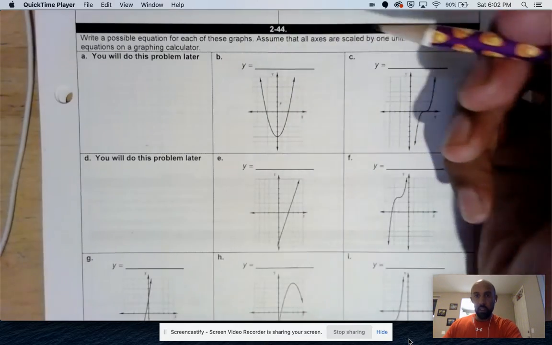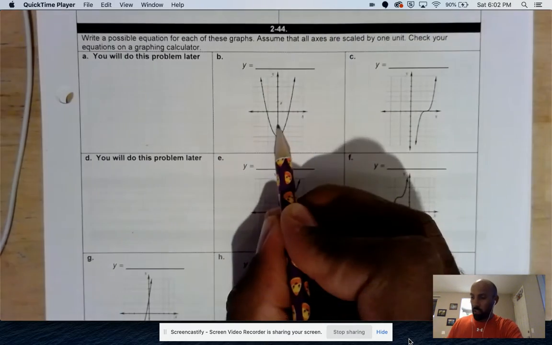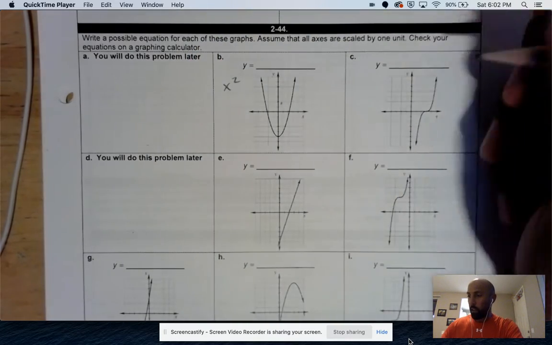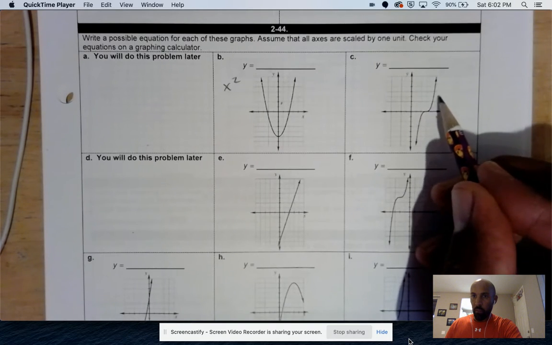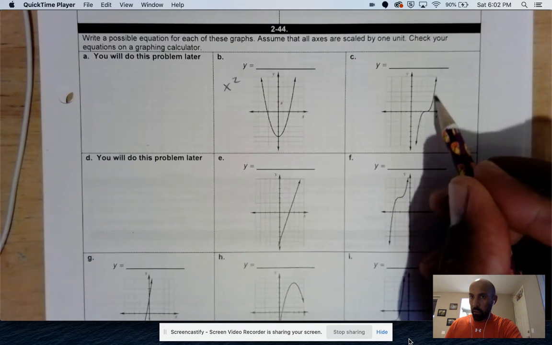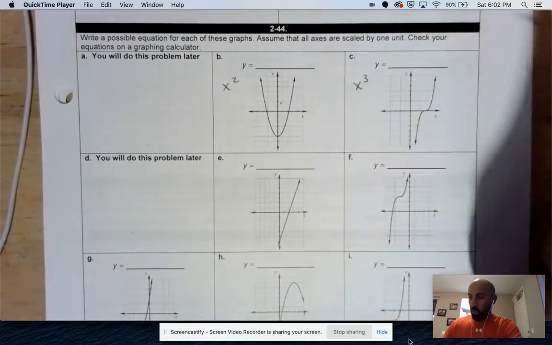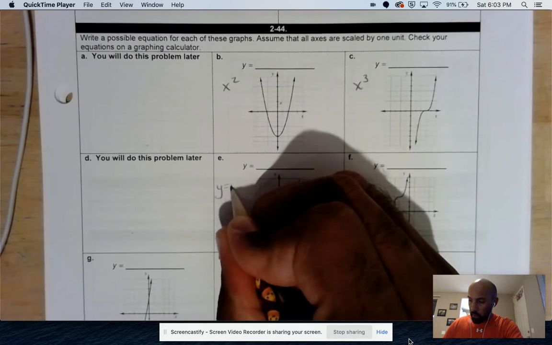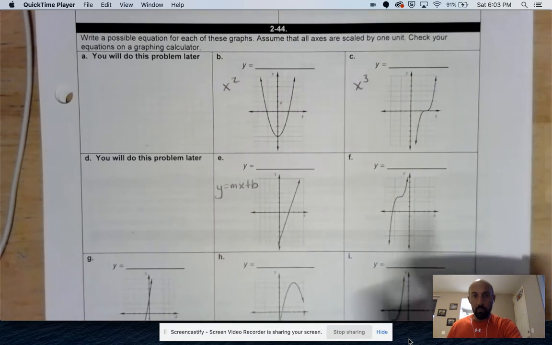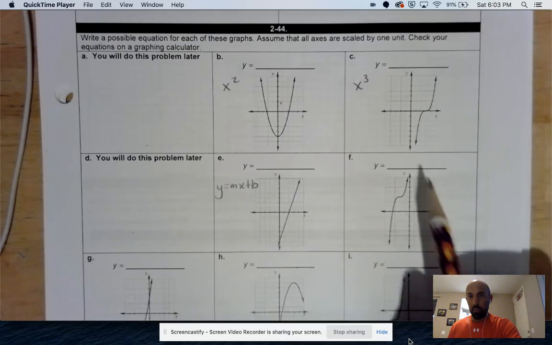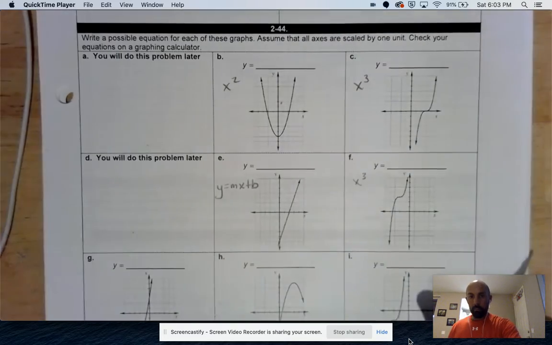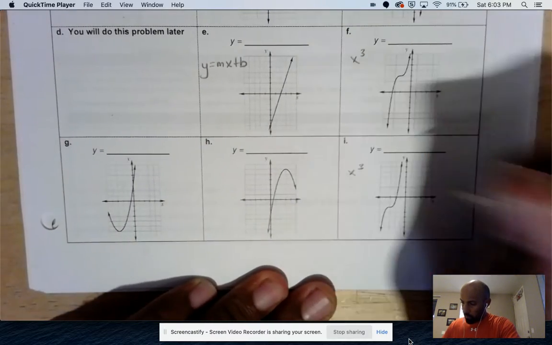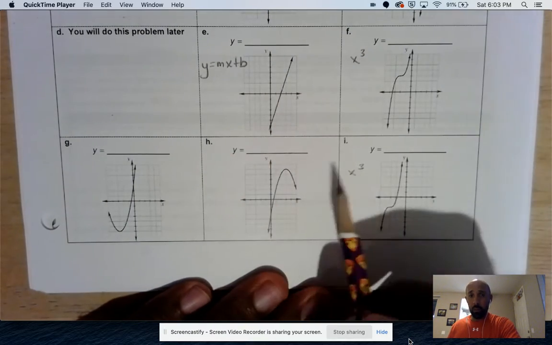Okay, so let's first identify these graphs. Well, first, this is a parabola, right? So we are going to expect an x squared type of problem, or quadratic. This type of graph, where it comes up, levels out, and then goes back up again, that's a cubic. So this one will be an x cubed type of function. A straight line, if you remember, that's mx plus b, like we did in the first week. Okay, so here's another cubic. If we look at the ones down here, there's another cubic. Again, we're just identifying the graph so we know what equation to use.